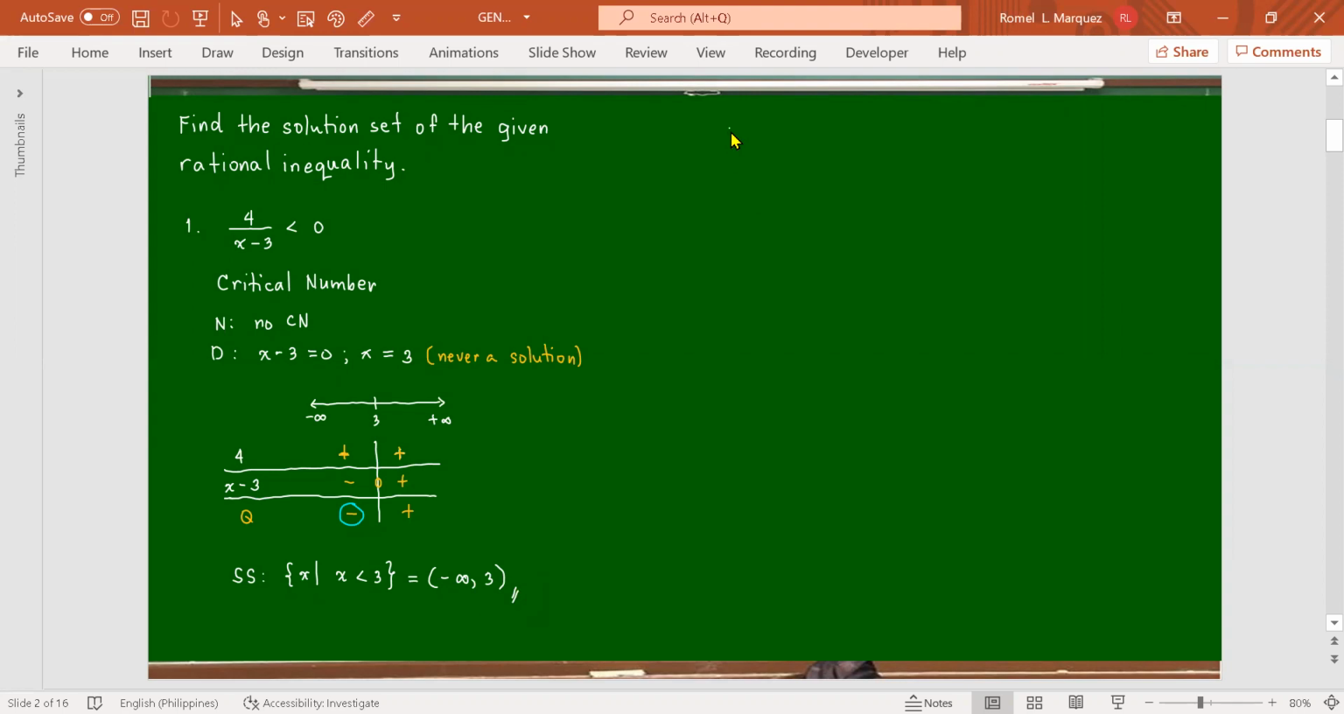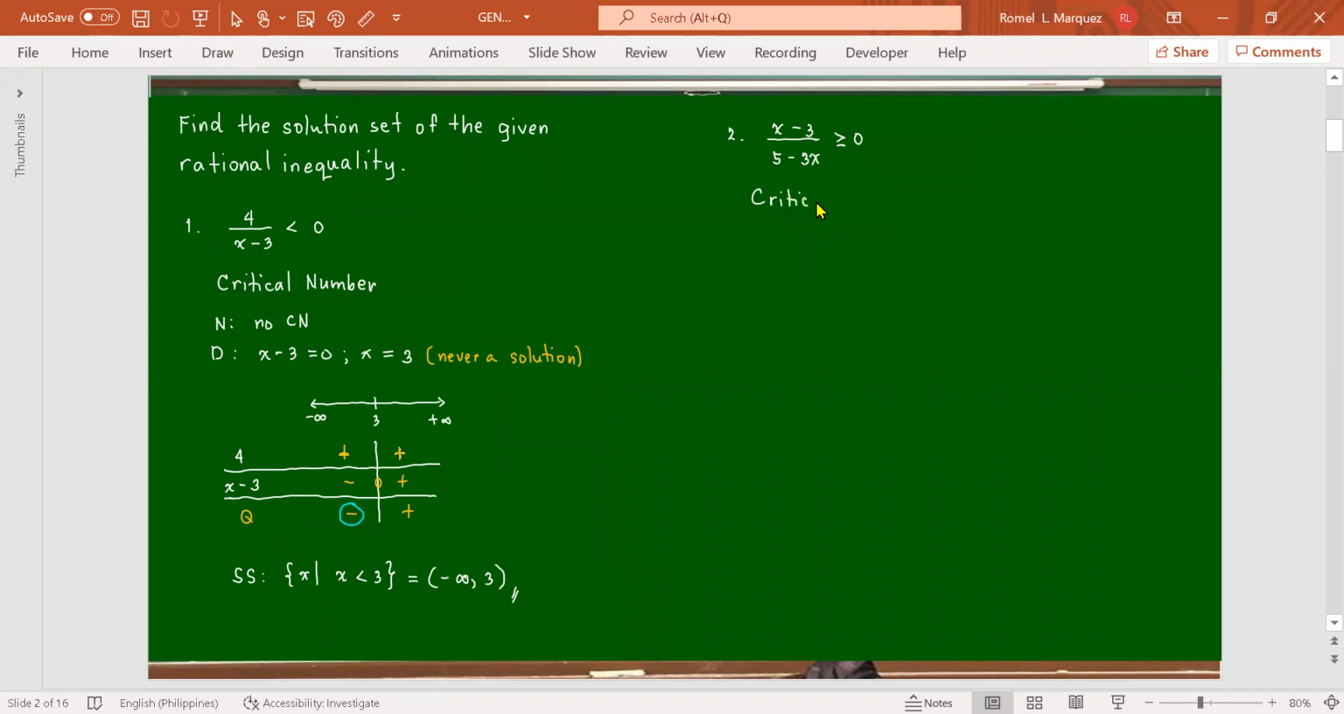So what about number 2? Let us have number 2. So let's say I have x minus 3 all over 5 minus 3x, and that is greater than or equal to 0. Is this already in standard form, guys? Yes. So we can now proceed with the critical numbers.